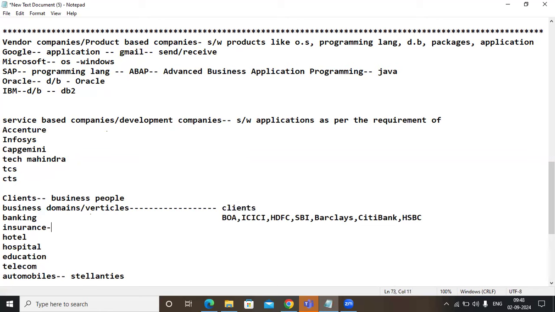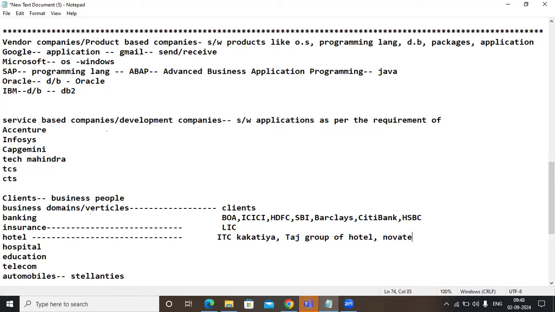Coming to insurance, tell me some company names in India. LIC, Tata AIG, ICICI Prudential, ICICI Lombard. These all come under what? Insurance. Next, hotels: ITC, Kakatiya, Ramada, Novotel. These are all hotel companies.